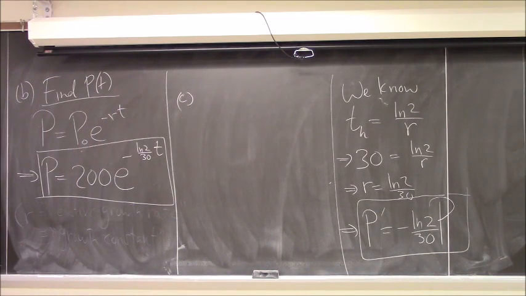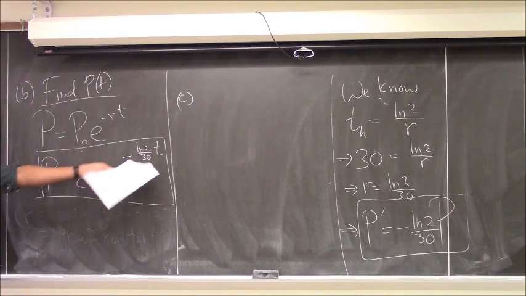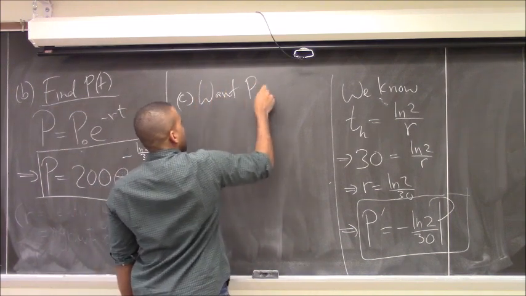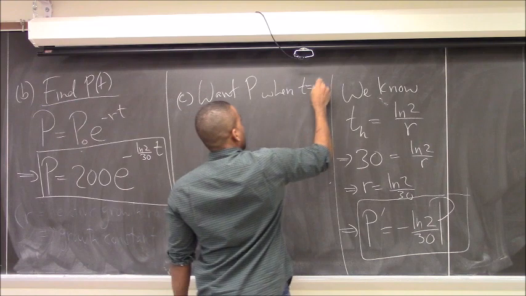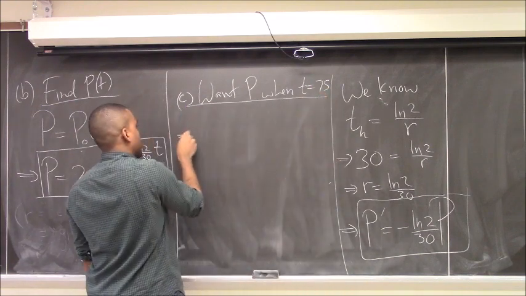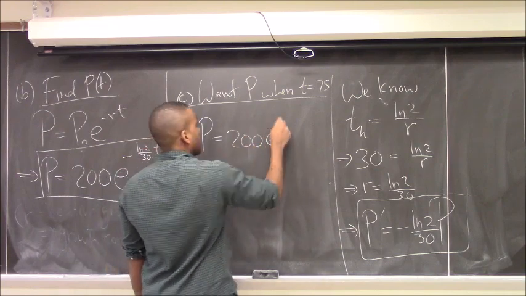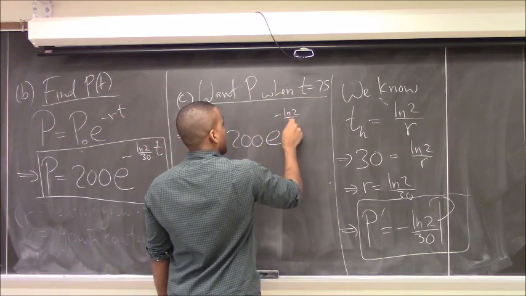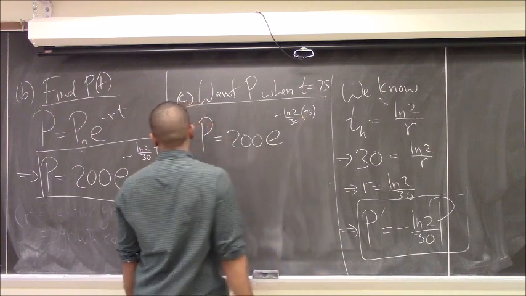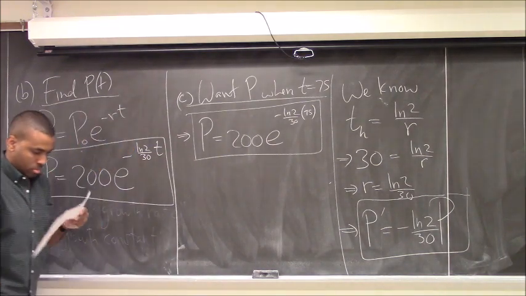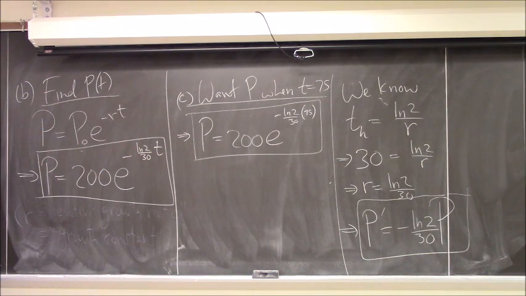How much will remain after 75 years? What do I do? Plug in 75. Plug in T equals 75, that's our time. So we want P when T equals 75. So I'm just going to plug that in. And that's the answer. After how many years will the mass be reduced to 1 milligram?